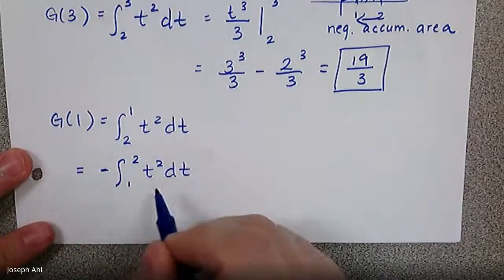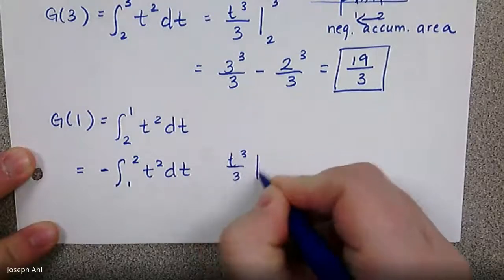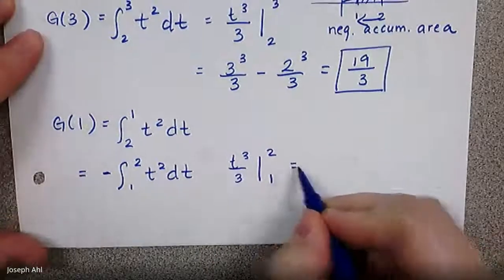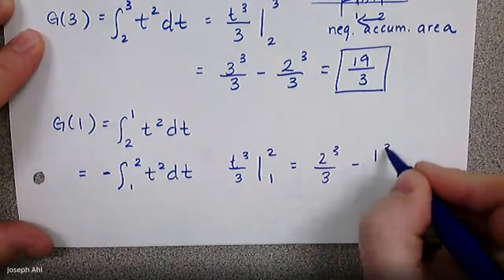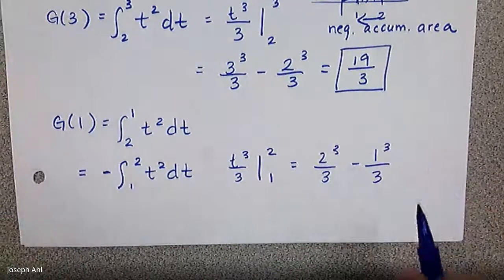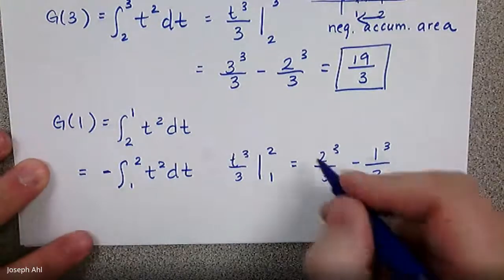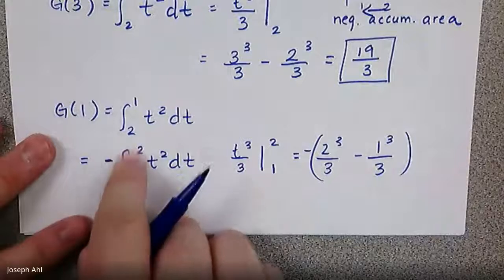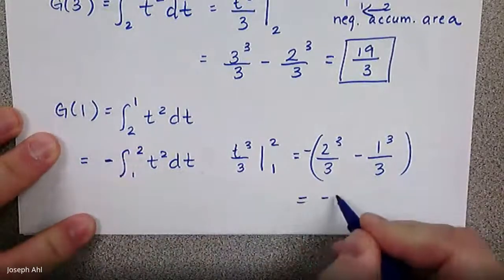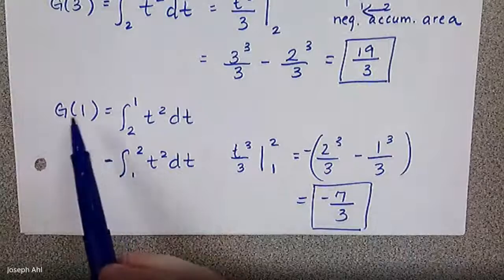So I can evaluate this integral right here and then negate my final answer. We know that's still t cubed over 3 from 2 to 1. So that's going to be 2 cubed over 3 minus 1 cubed over 3. That's 8 minus 1, which is 7/3. But I have to negate that whole thing because of the negative we pulled out front when I reversed those bounds. So the final answer here is that we have an accumulated area of negative 7/3 when I calculate g of 1.